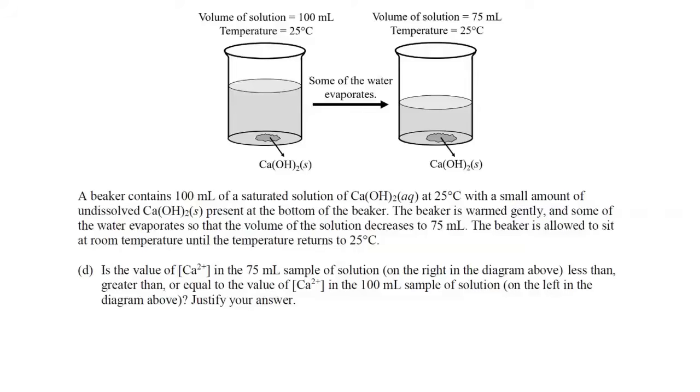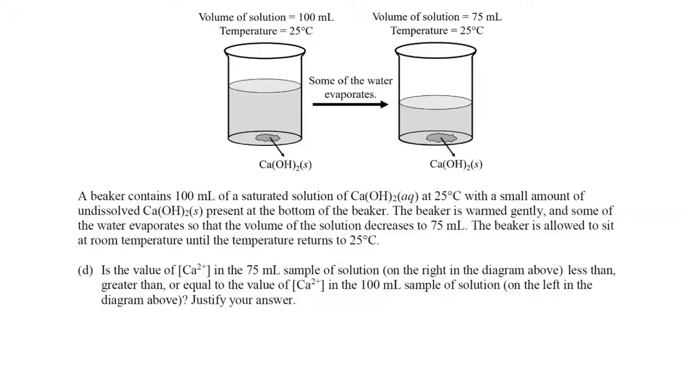Let's take a look. It says a beaker contains 100 milliliters of a saturated solution of calcium hydroxide at 25 degrees Celsius with a small amount of undissolved solid calcium hydroxide present at the bottom of the beaker. The beaker is warmed gently and some of the water evaporates so that the volume of the solution decreases to 75 milliliters. The beaker is allowed to sit at room temperature until the temperature returns to 25 degrees Celsius.